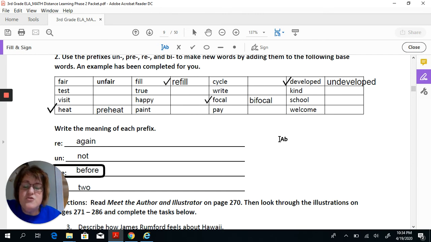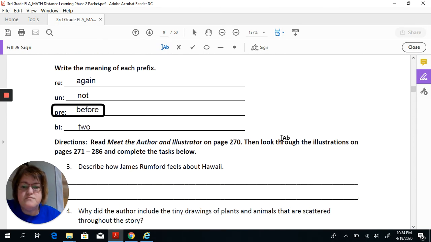So like I said, boys and girls, some of these may have more than one possible answer. So as long as you pick a prefix that makes sense with that word, then it's fine, and it can have more than one answer.